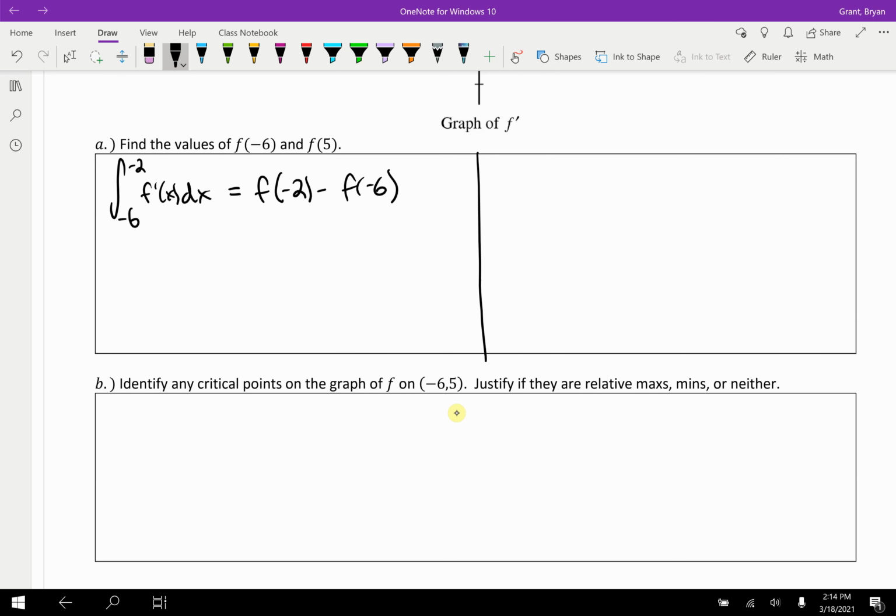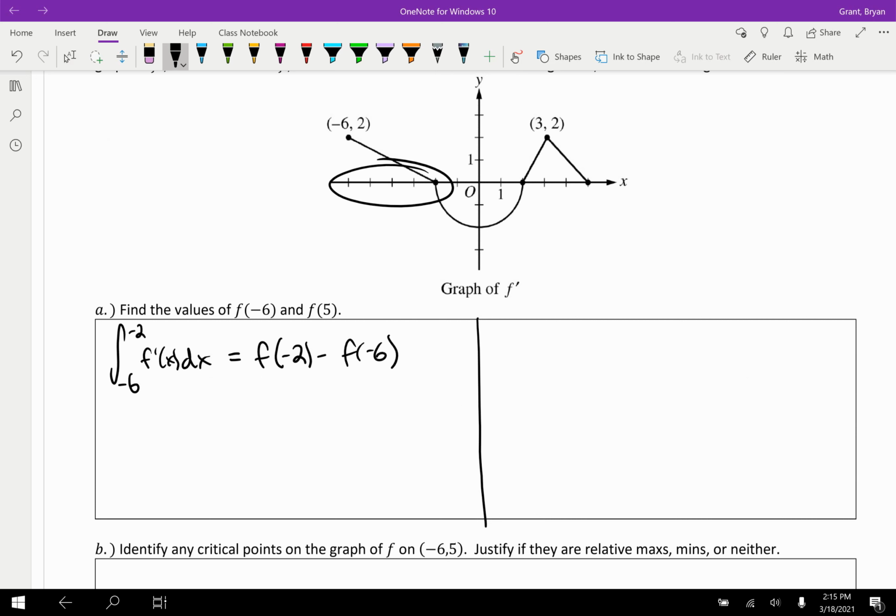You could have gone in a different order. You could have done negative 2 on the bottom, negative 6 on the top. I always like to go least to greatest, though, moving left to right, right? Negative 6 to negative 2. So moving this way, I think that makes your life a little easier.